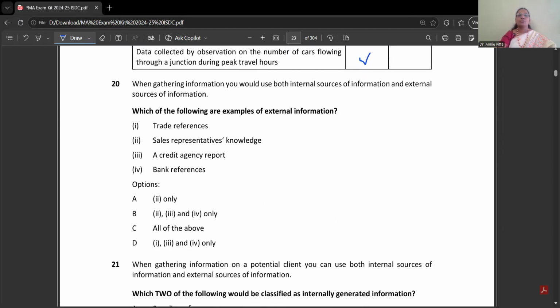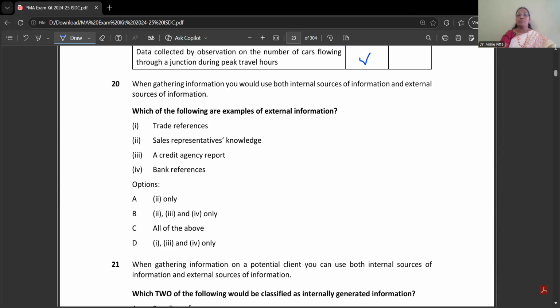When gathering information, you would use both internal sources of information and external sources of information. Data is available internally also. There are various records maintained by various departments in the organization. For example, a stores department will have the record of the material received and the number of units issued to the production department.